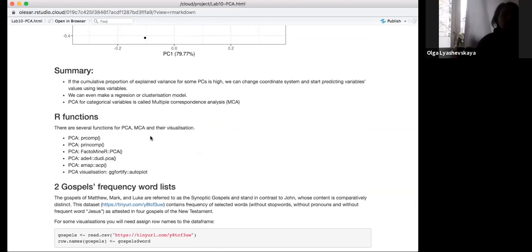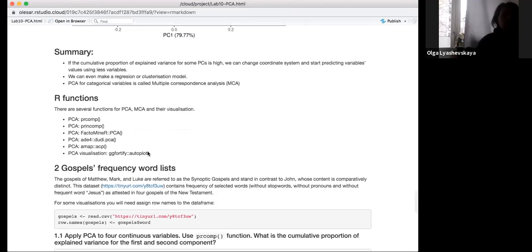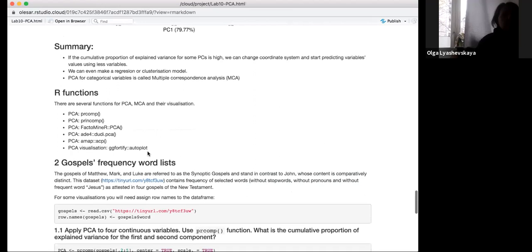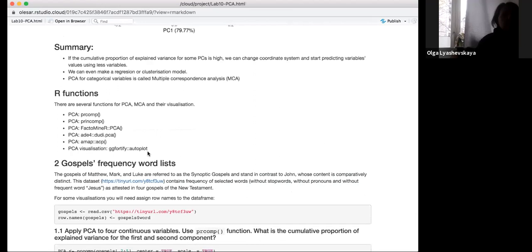Okay, and I also give you some examples of other functions that can do PCA in R. And each year we see that more and more functions are provided. In my opinion, the FactoMineR PCA function is very elegant and has some built-in tools for visualizations. But you can use other kinds of techniques.